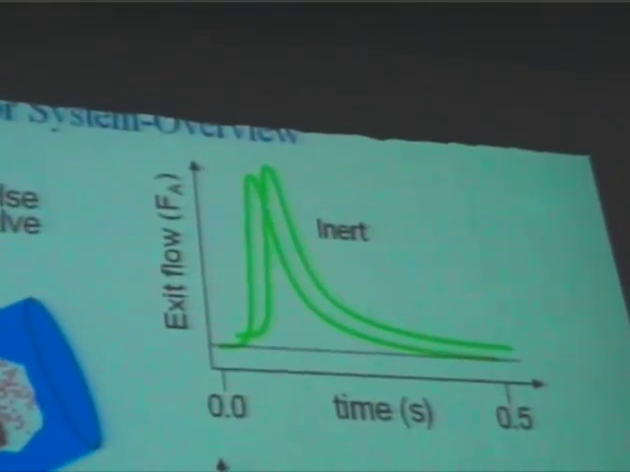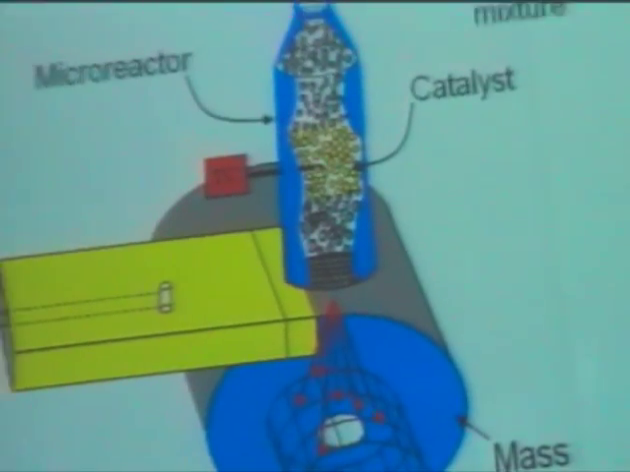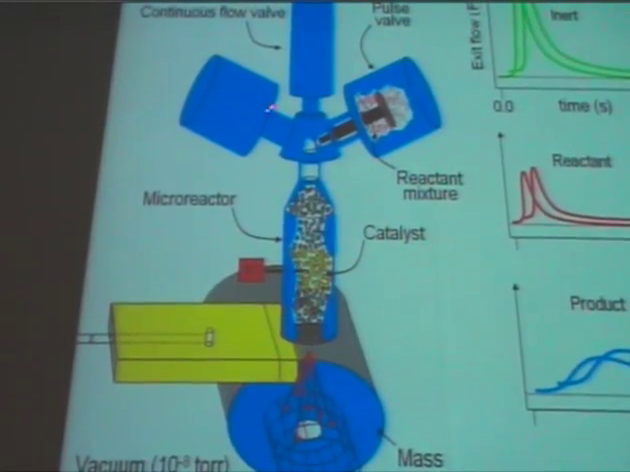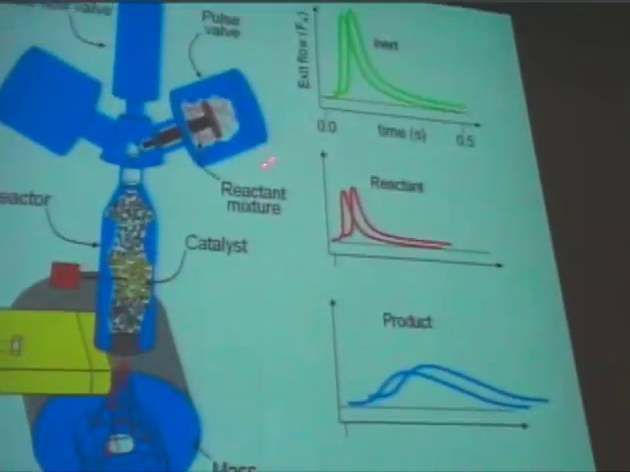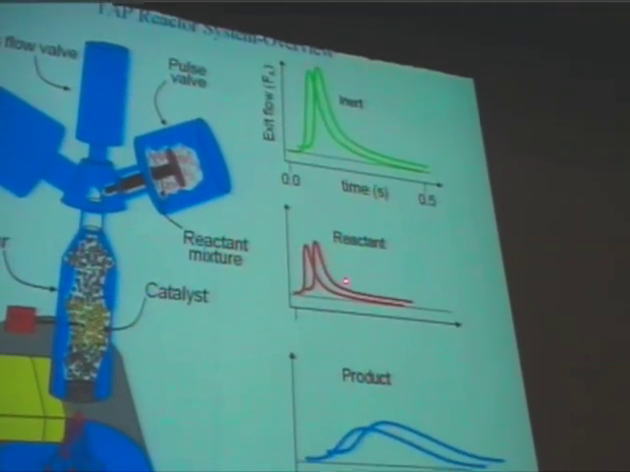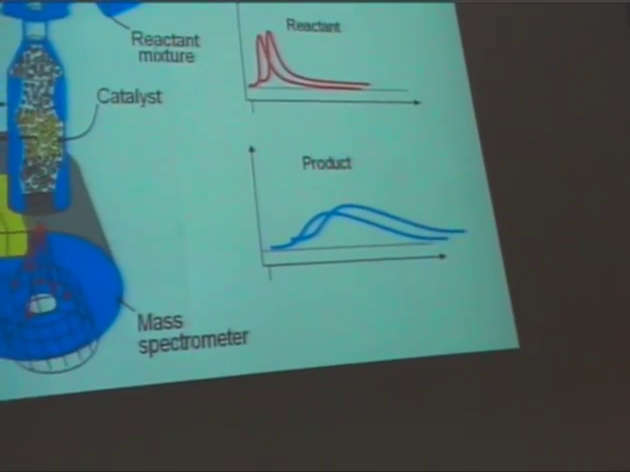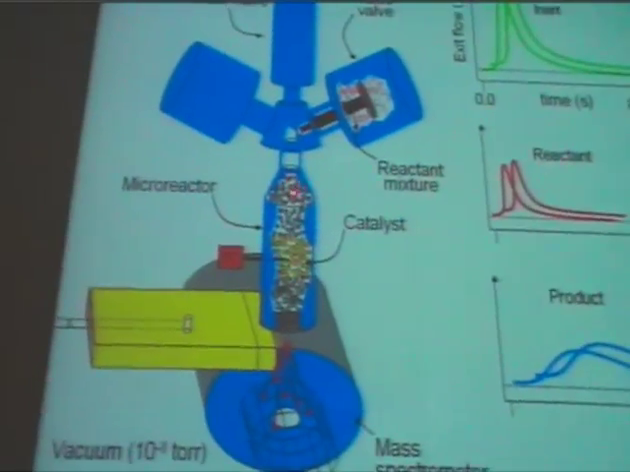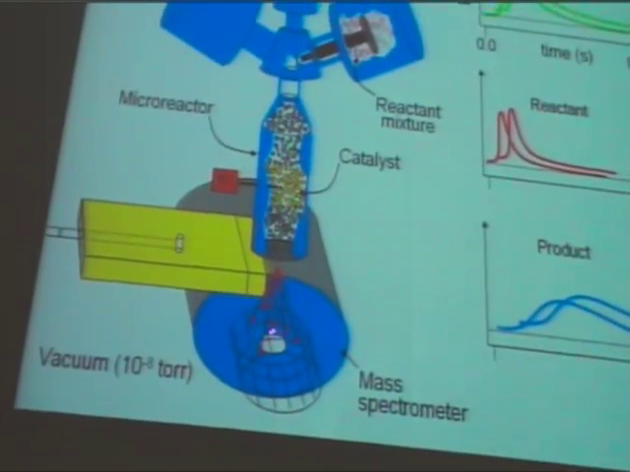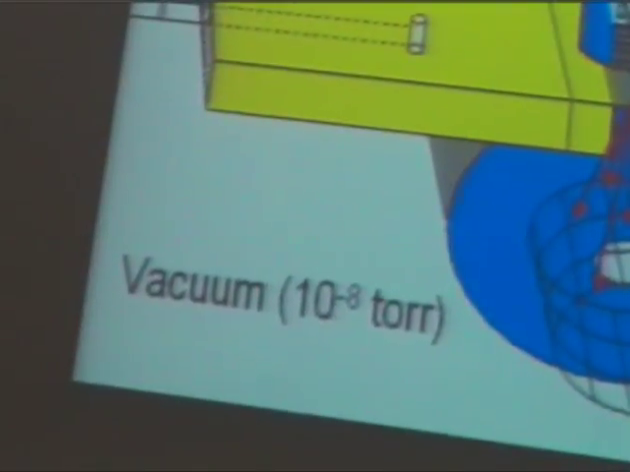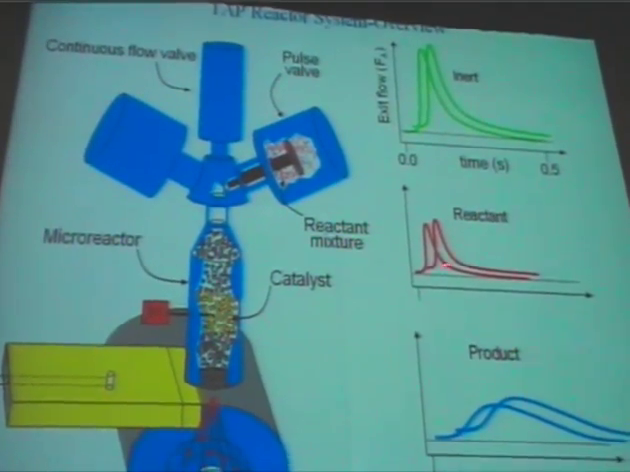This device consists of different parts. It has an inert bed, then the active bed, again an inert bed, a high-precision system of valves, and then a mass spectrometer. Our measurements are exit flow versus time. We measure reactants and products versus time, pulse by pulse. We inject a pulse of molecules into this bed, the molecules travel through the bed, and then they are measured by the mass spectrometer. Conditions in the bed are about 10⁻³ to 10⁻⁴ torr, a very different regime, and we produce thousands of pulses.